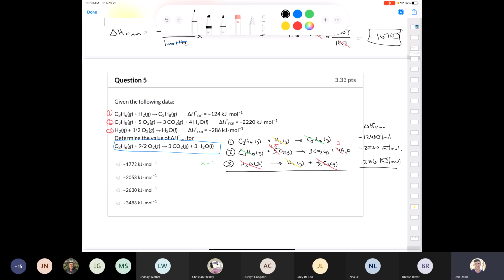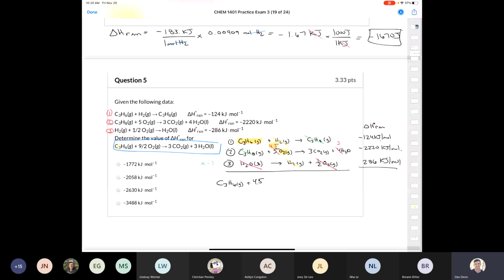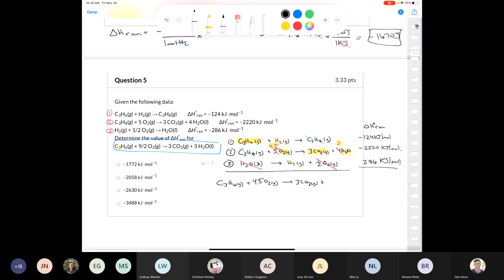Let's watch carefully when we tally this all up. On the reactant side, what do we have? C3H6 plus 4.5 moles of oxygen. 4.5 is the same thing as 9 divided by 2. So let's write that down. C3H6 plus 4.5. And if you want to write 9 over 2, be my guest. Okay. What are the products? We've got 3 moles of carbon dioxide and 3 moles of water. Let's write that down. Now we're just going to tally up our delta H values. Plug them into your calculator. I've already gone ahead and done it. And you end up with your delta H naught of this new reaction as being negative 2,058 kilojoules per mole.